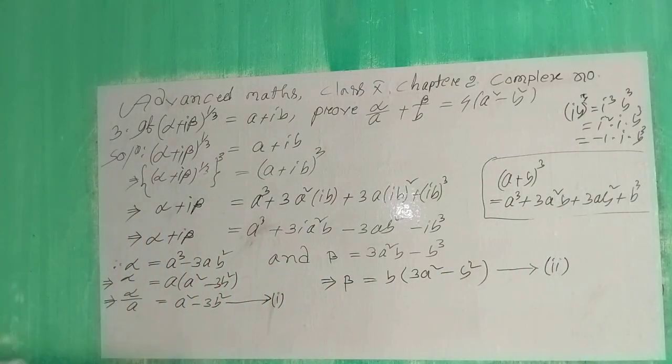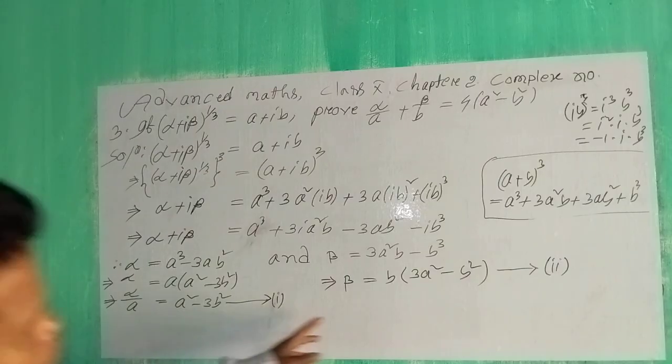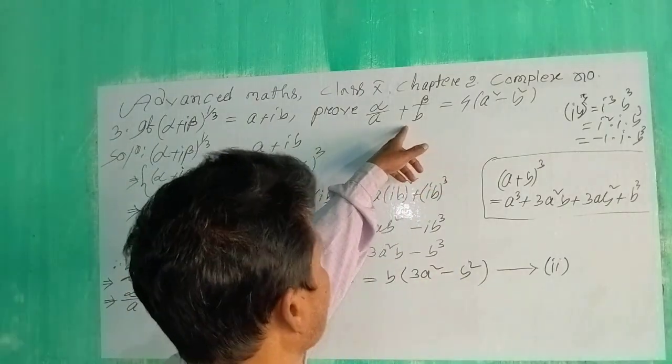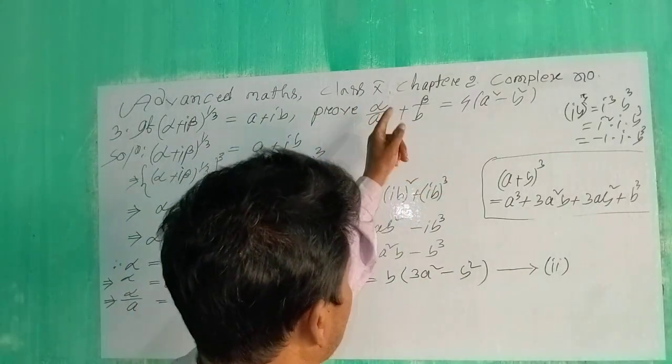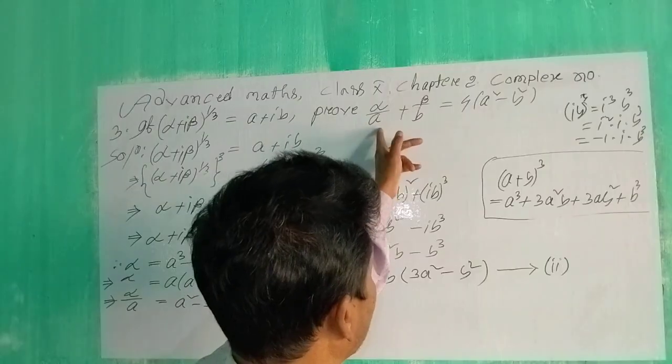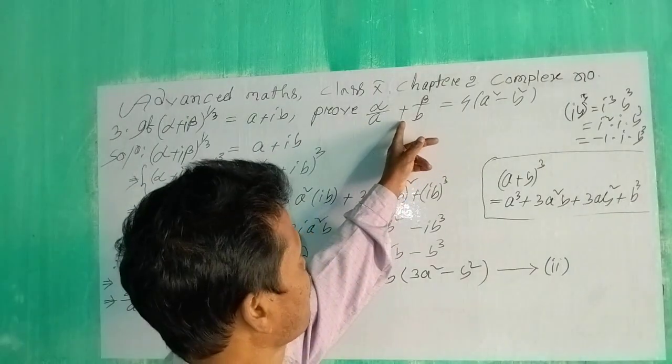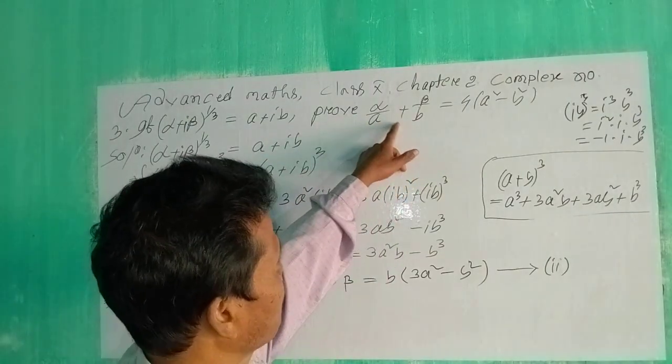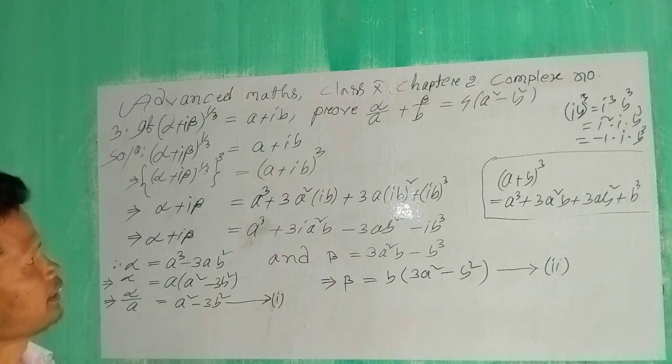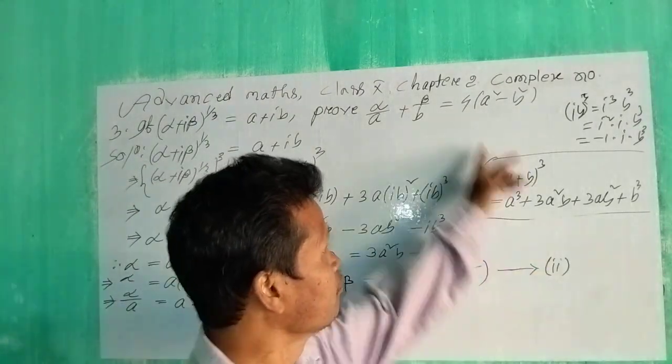Now we are going to add equation number 1 and 2. Why? Because to prove, on the left side we have alpha by a plus beta by b. There is a plus sign between them, so we add equation number 1 and 2.